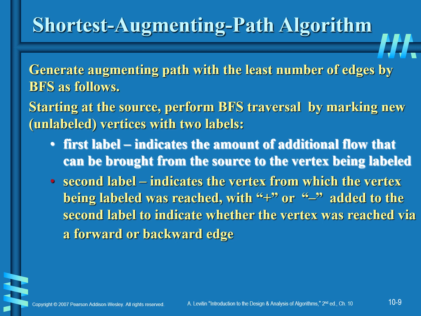The first part of the label indicates the amount of additional flow that can be sent through, that can be brought from source to the vertex being labeled. That is how much flow you can send on that edge. The second label value indicates the vertex from which the vertex being labeled was reached. That is, from which vertex the flow is entering.